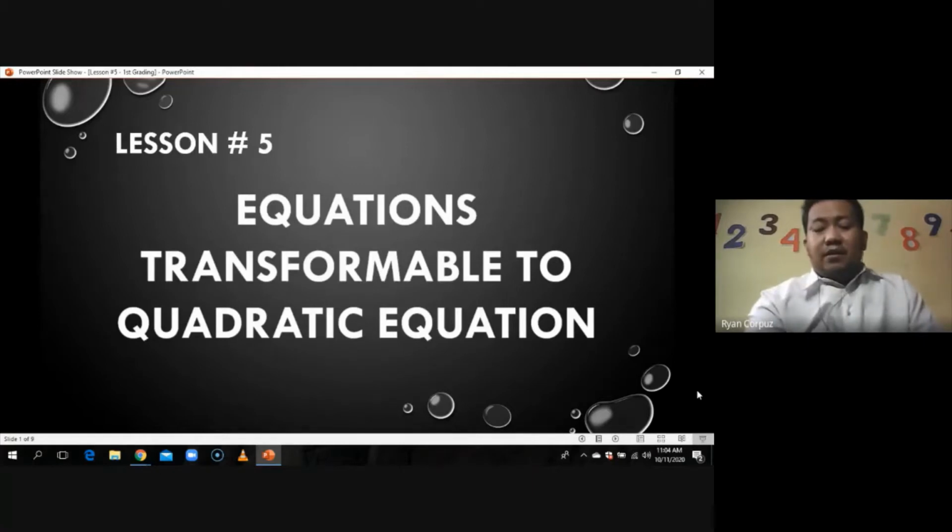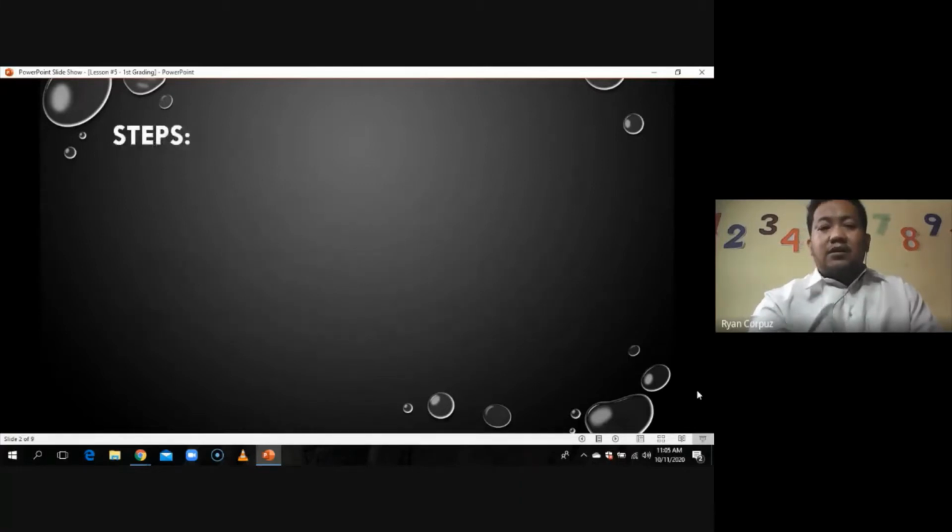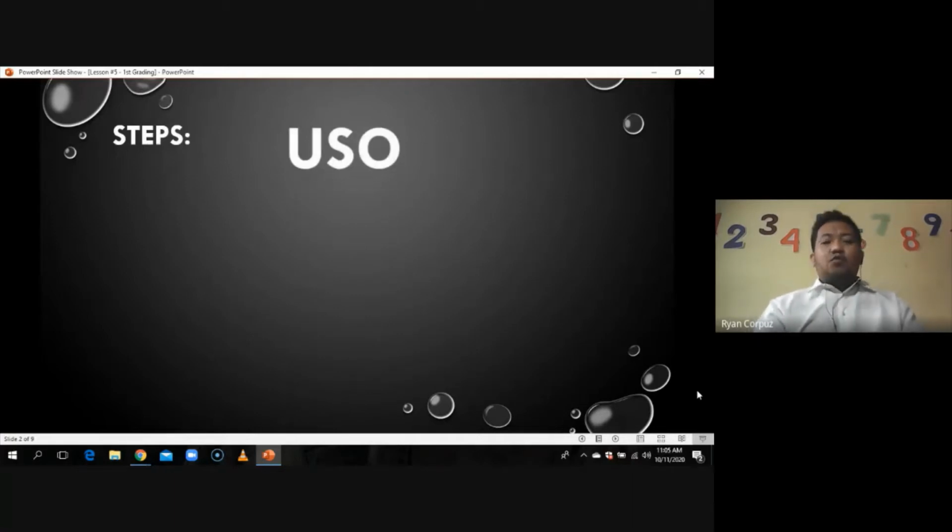So in order for us to solve equations transformable to quadratic equation, there are steps that we have to follow. These steps, we're going to hide in an acronym or a word, which we can follow in order to solve those equations which can be transformed into quadratic equation. So what are the steps that we're going to apply? We call that USO.